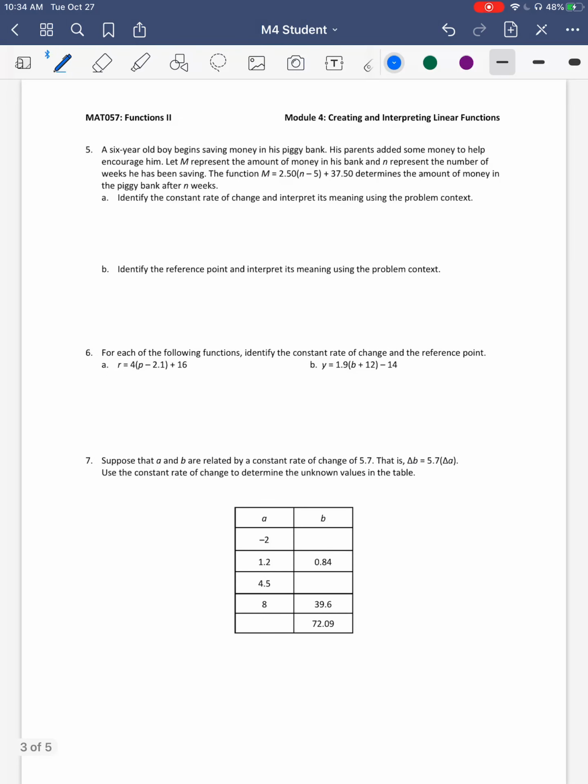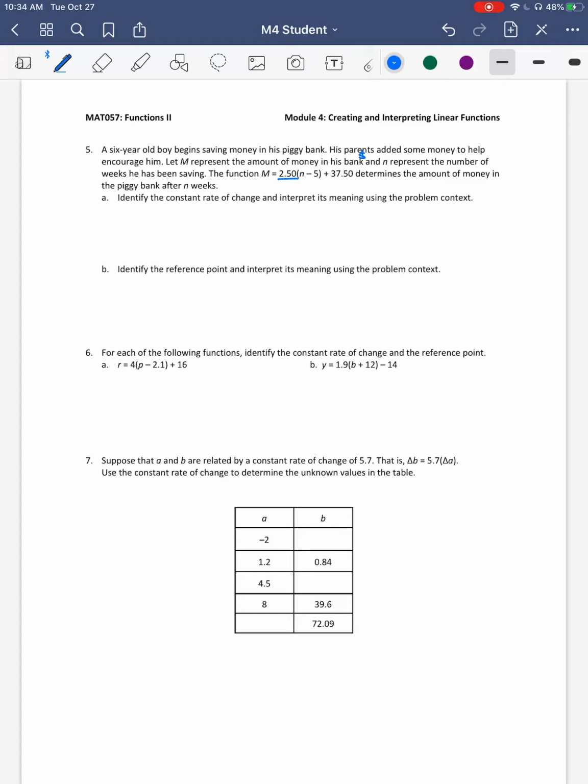All right, keep trucking along. So a 6-year-old begins saving money in his piggy bank. His parents added some money to help encourage him. M represents the amount of money in his bank. It should say in dollars. N represents the number of weeks he's been saving. So we have this function, and then we need to first identify the constant rate of change.